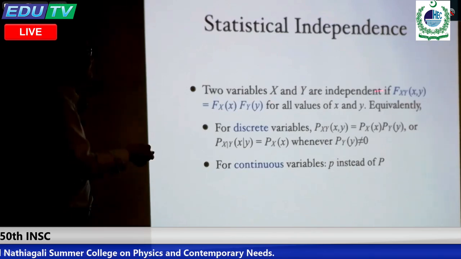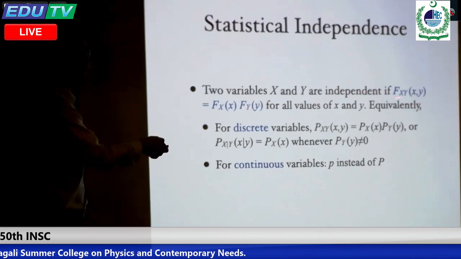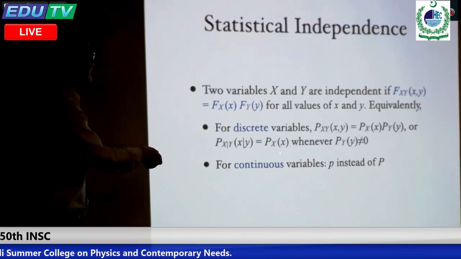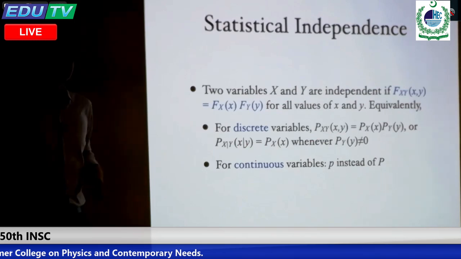We say they are independent if the joint CDF, cumulative distribution function, or PDF can be factorized this way, or if the conditional is the same as the marginal. Okay, because the second variable does not contain any information about the first.